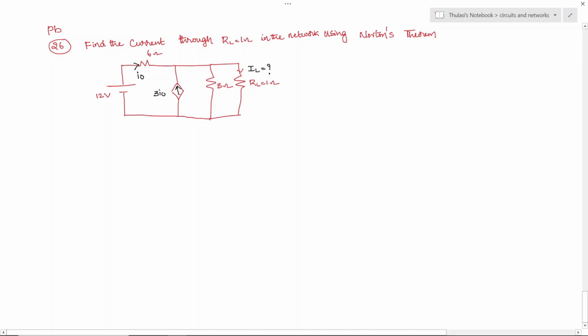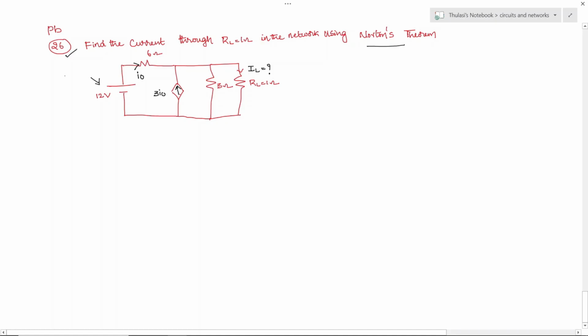So today we are going to solve problem number 26. The given problem is: find the current through the 1 ohm resistor in the given electrical network using Norton's theorem. Here the confusing concept is that two types of sources are given.